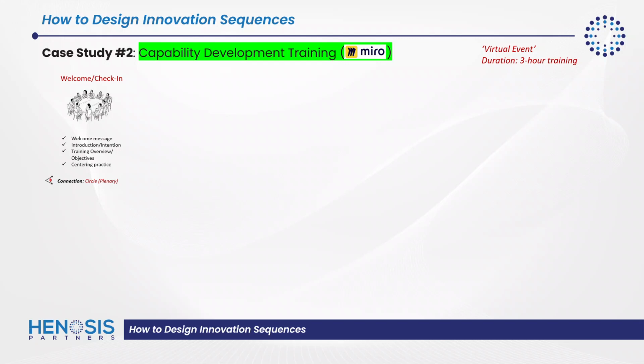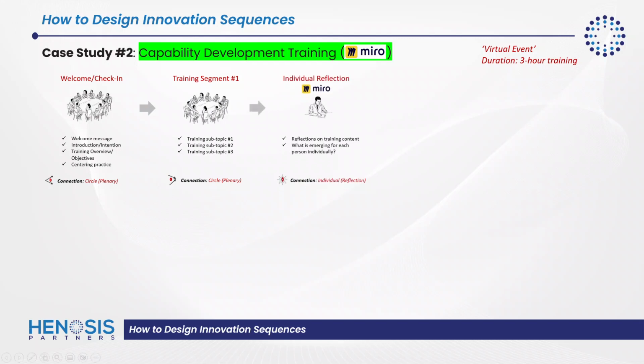This was a divergent activity, and the connection type was circle. From there, we initiated the first of a few training segments where we were training on specific capabilities to develop in our staff. This was more of a convergent activity, and the connection type was circle. After the training segment, we had each person engage in some individual reflection leveraging the Miro tool. Within the Miro tool, individuals provided their reflections on the training content and what was emerging for them individually. This represented more of an emergent type of movement, and the connection type was individual.